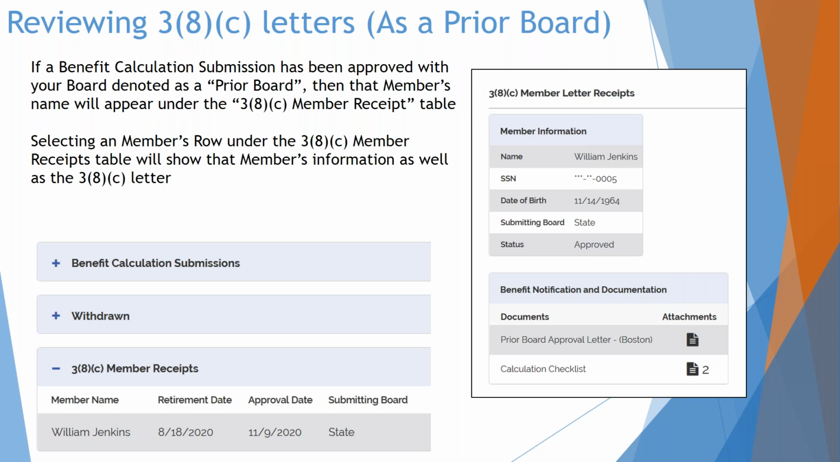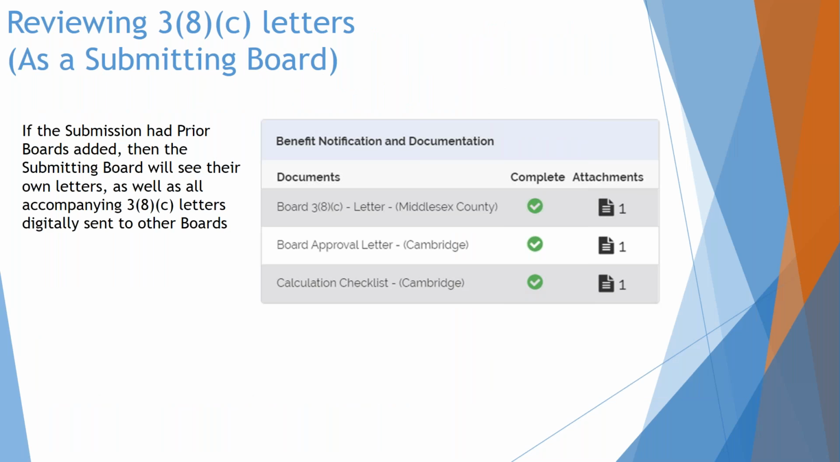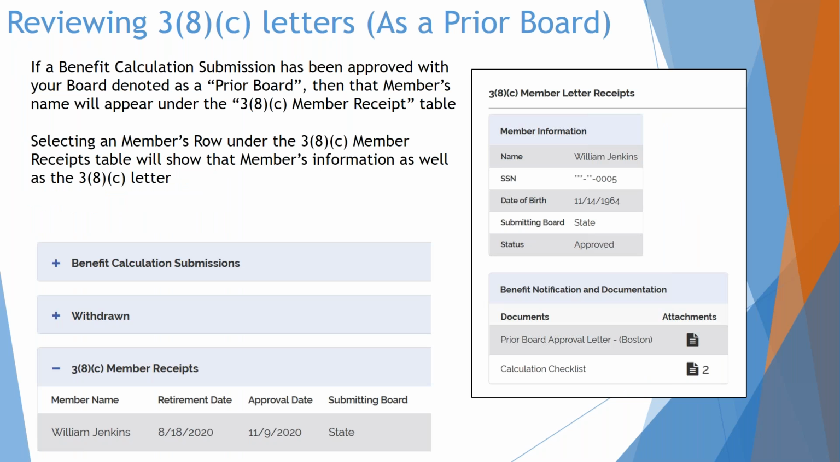To back up one quick step, if you were actually the submitting board, you'll see all of the 3.8c letters as well if you denoted prior boards there too. So here, as a submitting board, if you had prior boards, you see 3.8c letters. And if you were a prior board, you'll see a new section called 3.8c member receipts that will show, if you were denoted as a prior board, that information for the 3.8c letter calculation, as well as the calculation checklist.